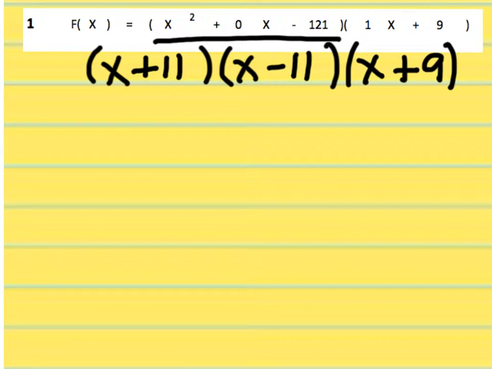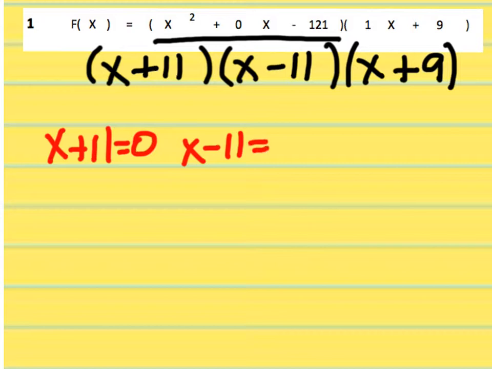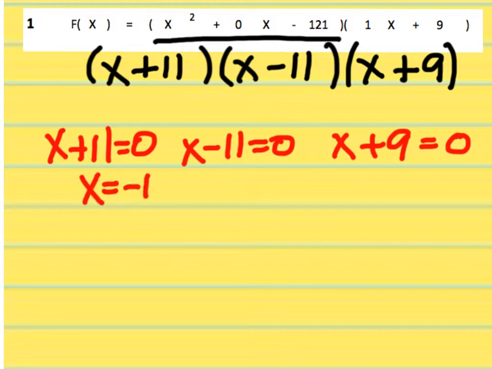So now you have three things to set equal to 0. So you have x plus 11 equals 0, x minus 11 equals 0, x plus 9 equals 0. And solve each one. So you have a negative 11, positive 11, and a negative 9.